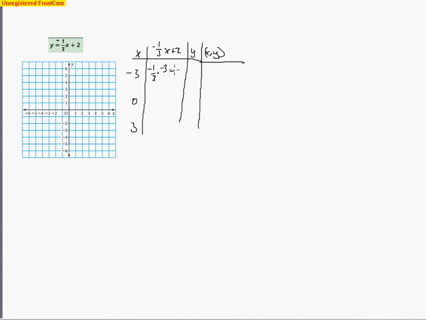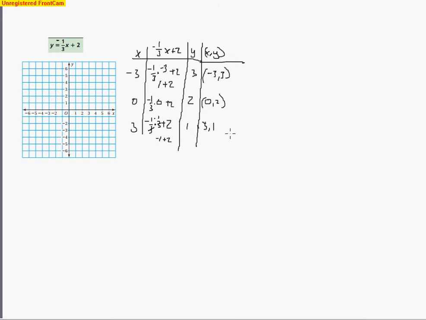So when I plug that number in, the 3's cancel out, and the 2 negatives make a positive, so +1, so it's going to make +3. And when I plug in 0, the nice thing about 0 is it cancels out the x term, and you're just left with that constant of 2. And when I plug in 3, I get -1/3 times 3, and the 3's will cross-cancel to make 1. -1 times 1 makes -1, plus 2 gives me +1 in this case, so 3 comma positive 1.